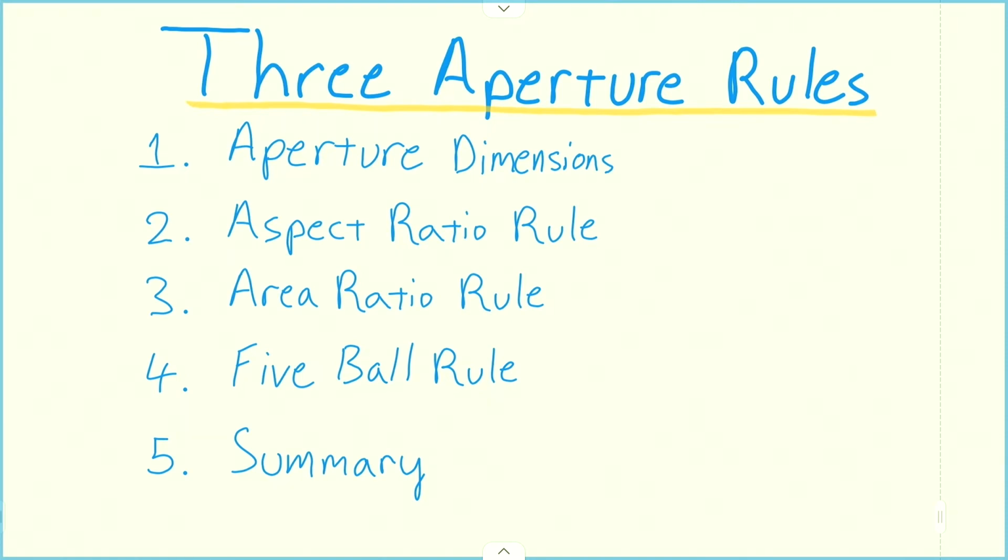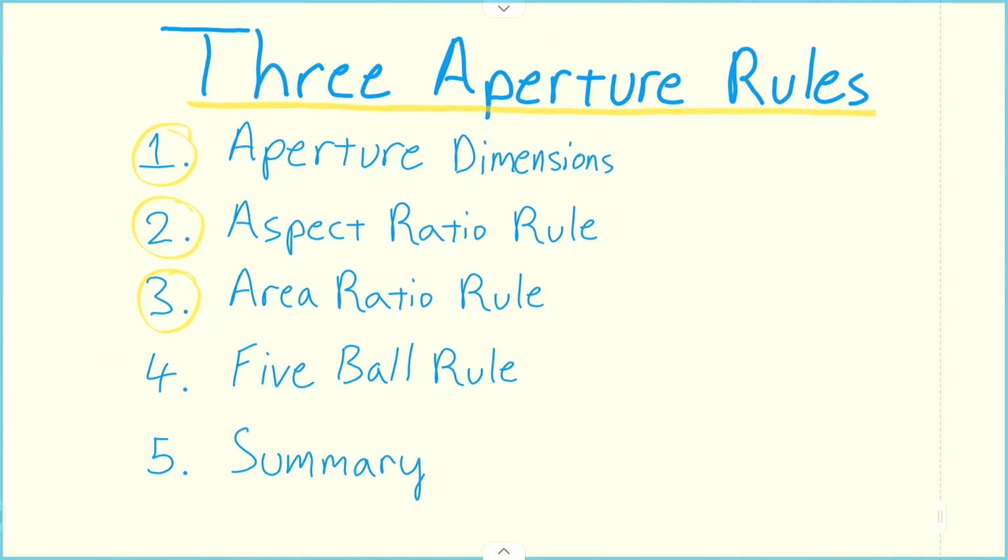We'll start out by identifying different aperture dimensions that are present on a stencil. Then we'll take a look at the 2 dimensions used in the aspect ratio rule. Next, we'll get to know the area ratio rule, which uses all the dimensions of an aperture as well as the area of the pad beneath it.